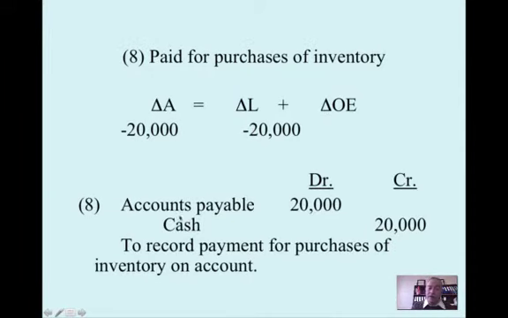And the journal entry: assets are increased with debits, so to reduce an asset, it's going to be with a credit. Liabilities and owner's equity are increased with credits, but to reduce the liability, it's going to be with a debit. And so there's our journal entry, a debit to accounts payable and a credit to cash.